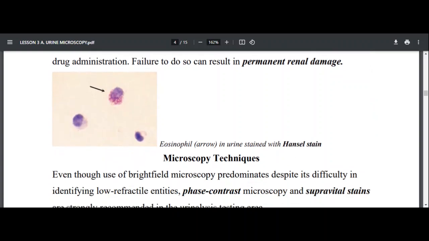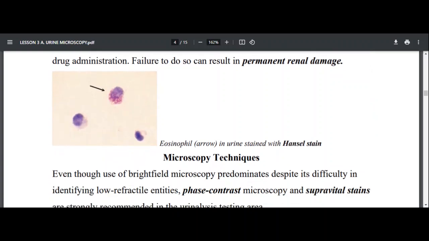So for example, this is how they look. They show the typical granules of eosinophils: large orange granules in the cytoplasm. So that was about the different stains that we can use in the urinalysis laboratory to identify different components and elements in urine sediments.